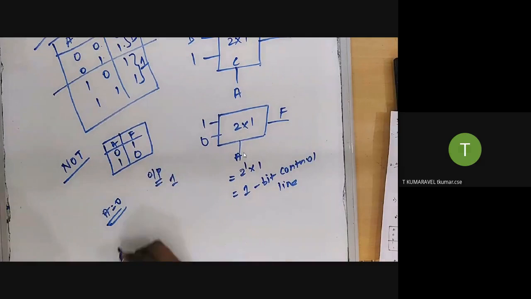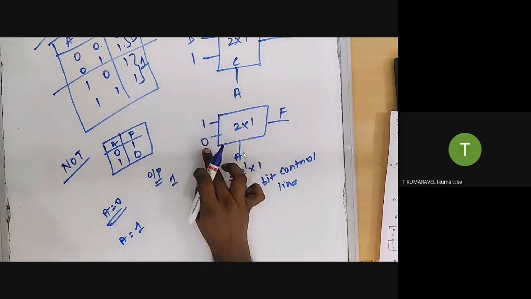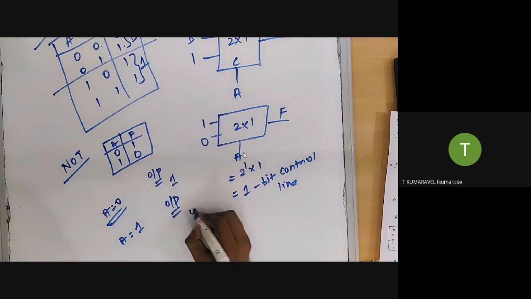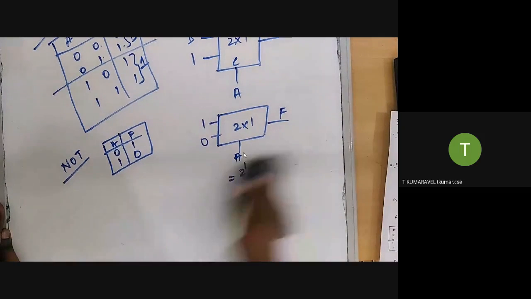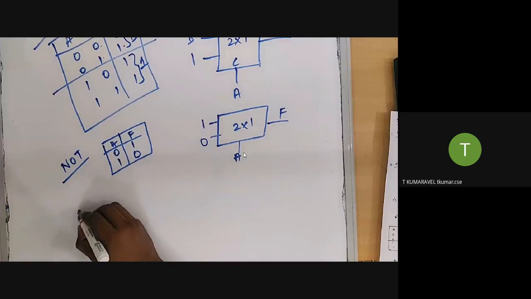Suppose my control line is 1. Then it's going to select the second input. This is the output. I hope all of you understood that, so I'll move forward to the next one.